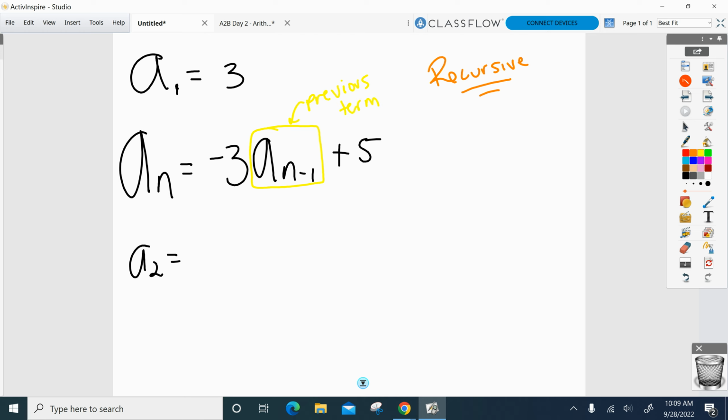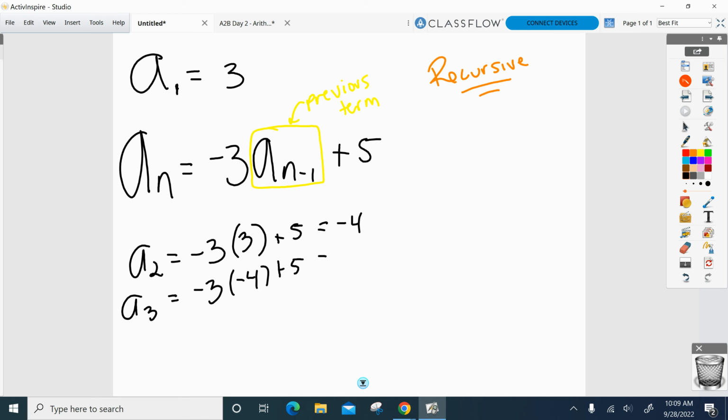So if you found the second term, I do what? -3 times what? Just 3. That's it. The previous term, plug it in. And then add 5. So -9 and 5, -4. If I wanted to find the third term, what would I plug in now? -3 times -4 plus 5. So 17 would be the third term.